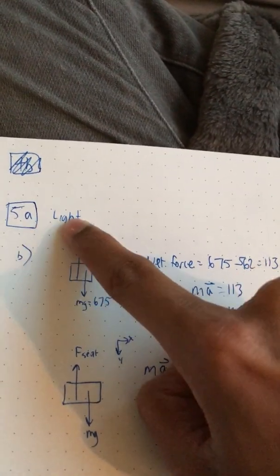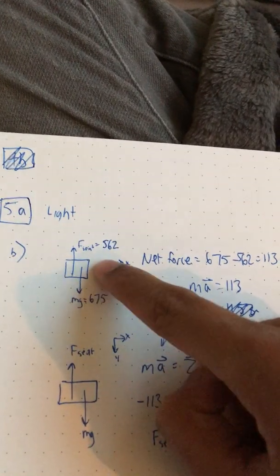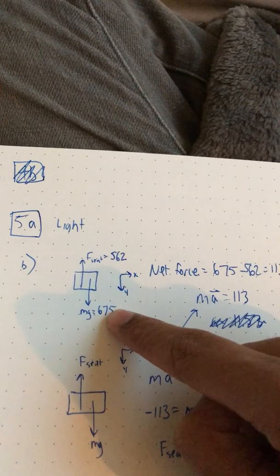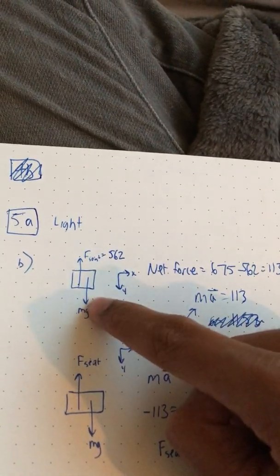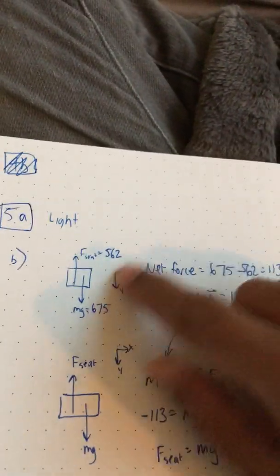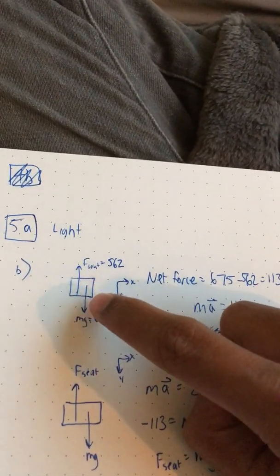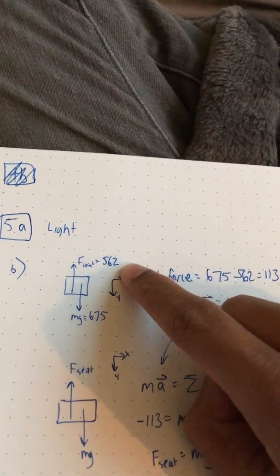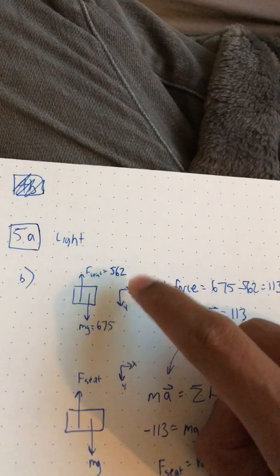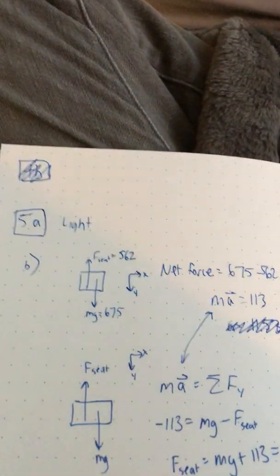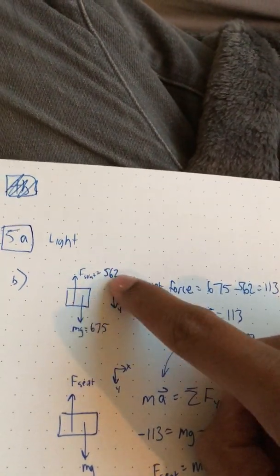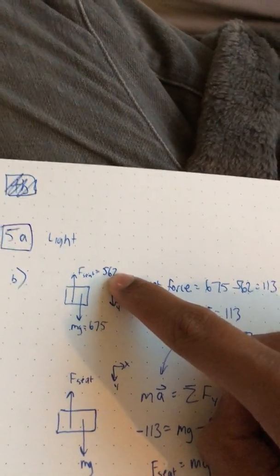In part 5A, the student feels light because the mass times gravity, 675, which he's normally used to feeling, is more than the force that the seat is pushing up. The seat is only pushing up against the student at 562 newtons. Normally, if the person is just standing still on the street or something, then the street would be pushing up on the student at 675 newtons as well. But since the seat is only pushing up at 562 newtons, the student feels light.